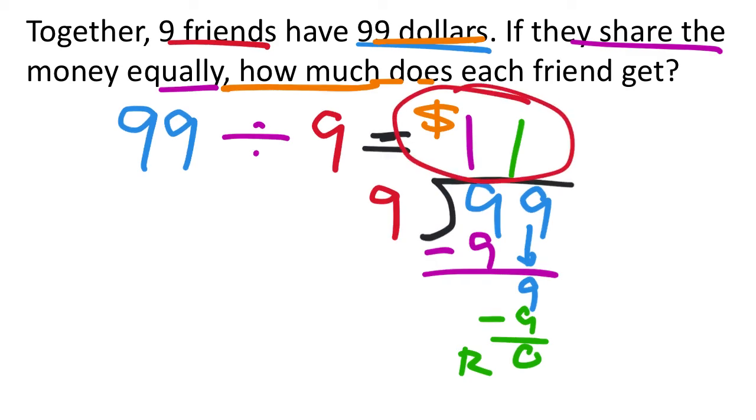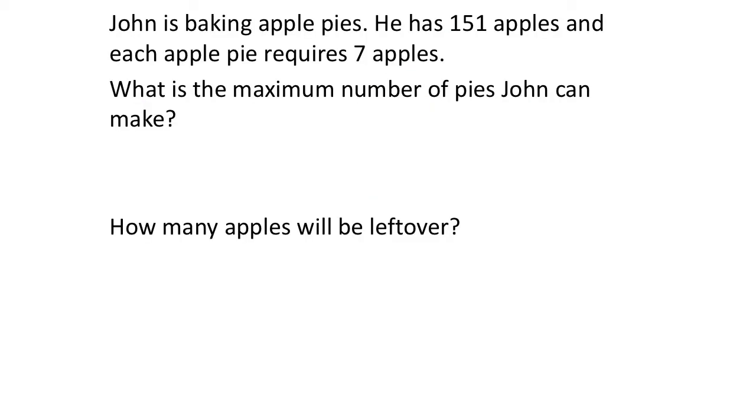Each friend will get $11. John is baking apple pies. He has 151 apples, and each apple pie requires 7 apples. So what is the maximum number of pies John can make?